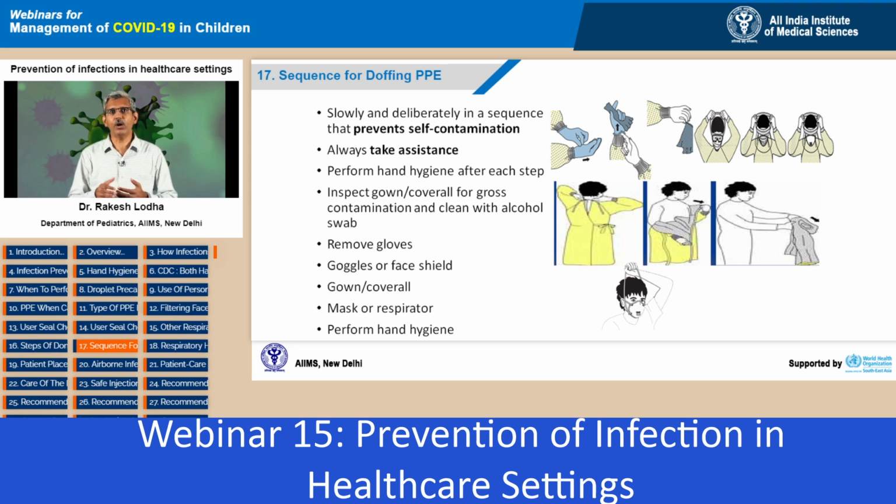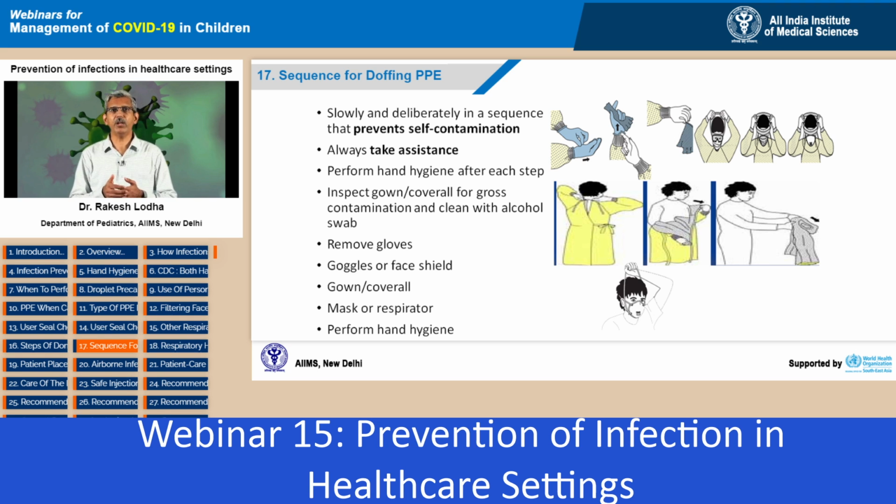First, inspect the gown or coverall for gross contamination, and if it is there, clean with an alcohol swab. Remove the first pair of gloves. Using the gloved hand, grasp the outside edge near the wrist or over the palm and peel away from the hand, turning the glove inside out. Thereafter, holding it in the opposite gloved hand, slide the ungloved finger under the wrist of the remaining glove and peel off from inside, creating a bag for both the gloves, and then discard in the appropriate bin.